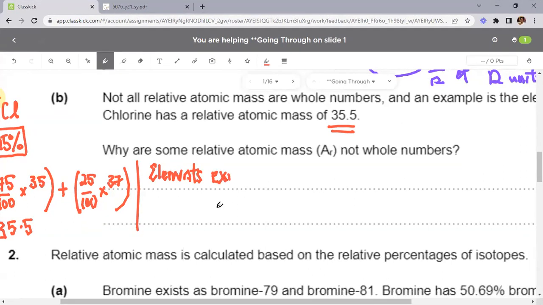Okay, so your elements exist as a mixture of isotopes.